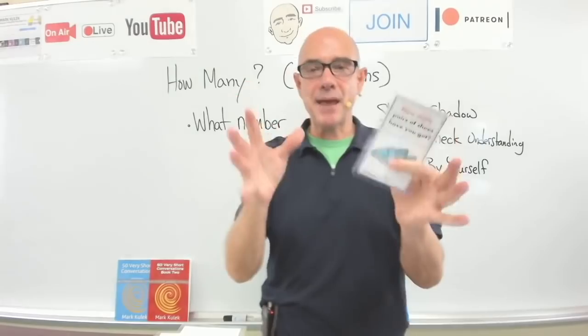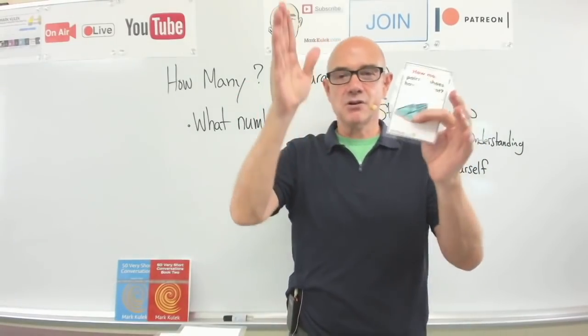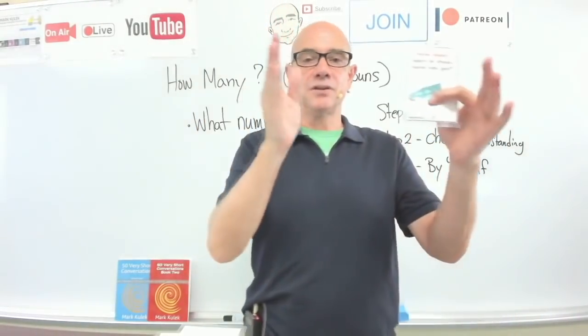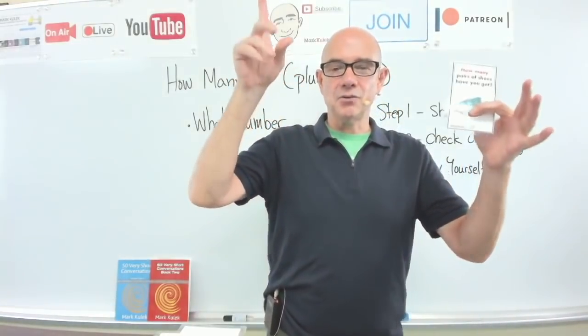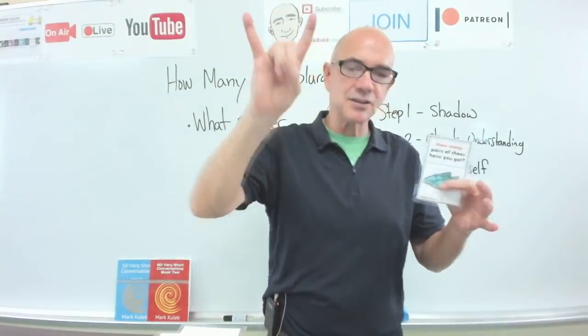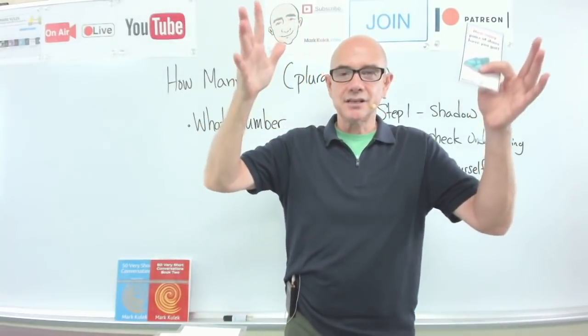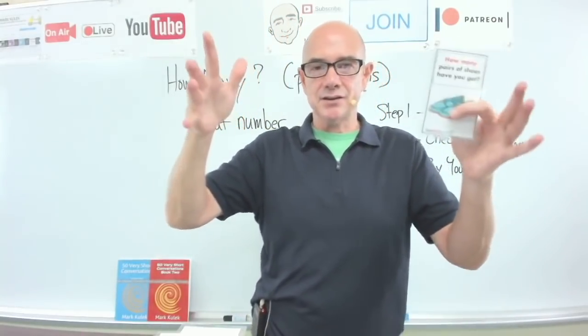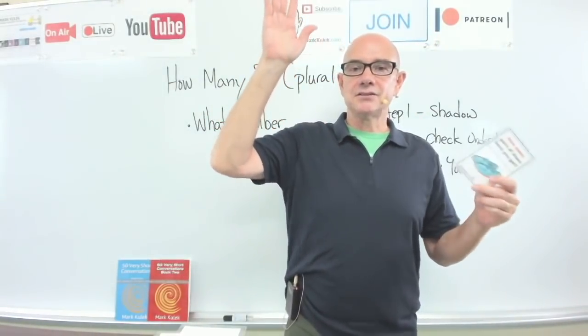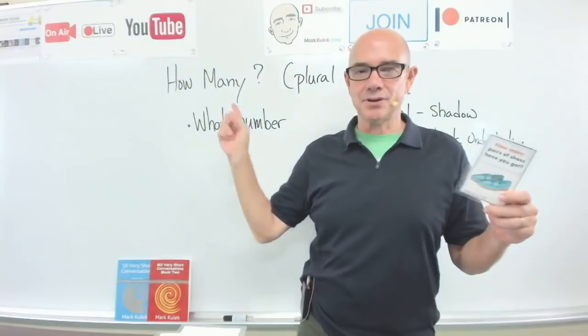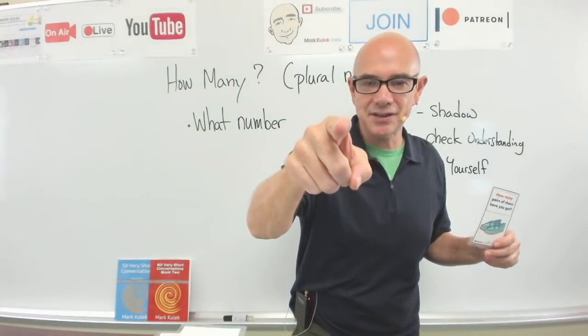Okay, so a pair of shoes, two, right? One for your left foot, one for your right foot, right? And so each pair, one pair, two pairs, three pairs, right? So we always have pairs, right? So for your left foot, for your right foot. So how many? What number? How many pairs of shoes have you got?